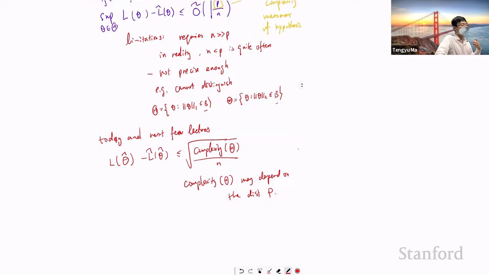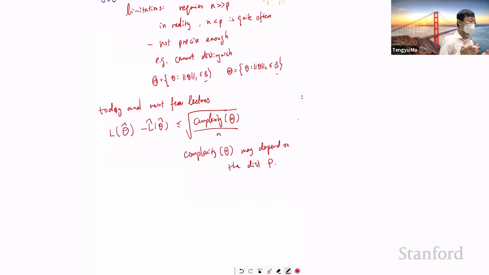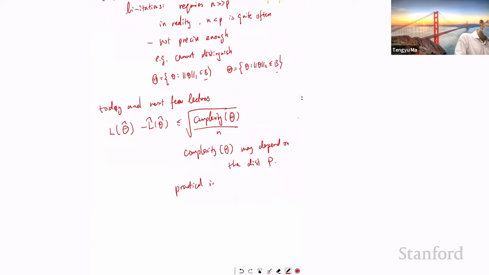So if you believe that the real parameter is sparse, then you probably should have a complexity measure that captures the L1 norm of the parameters, right? If you believe that the ground truth parameters have other properties, then you probably should use a different complexity measure. But this is the general goal, and the practical way of thinking about this is that you can think of the right-hand side as something that motivates your regularization. So the practical implication is that you can use this complexity of theta as a regularization.